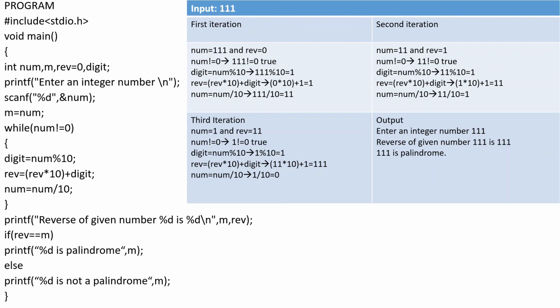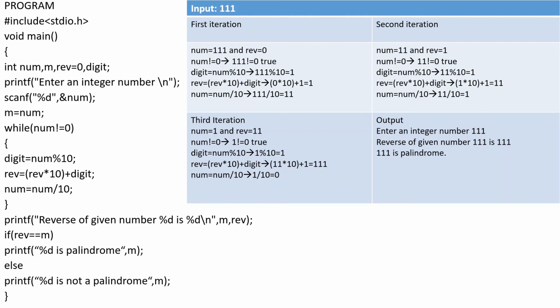So that again I will have to store in the variable reverse. So reverse into 10, reverse is already having the last digit extracted in the previous iteration. So 1 into 10 is 10, plus 1, that will give me 11. Now the last two digits I have extracted and put in reverse. Now again I have to extract the remaining number. So num divided by 10. So 11 divided by 10 will give me the first digit, that is 1. So 1 is stored in num.